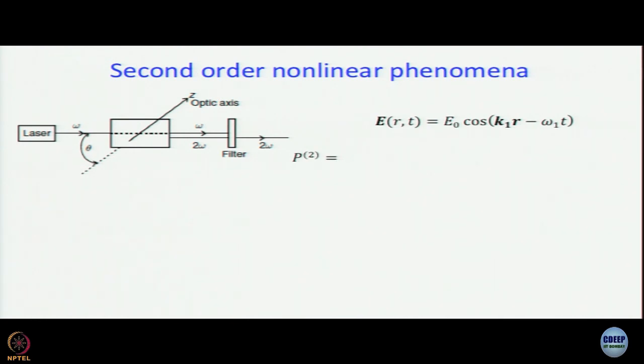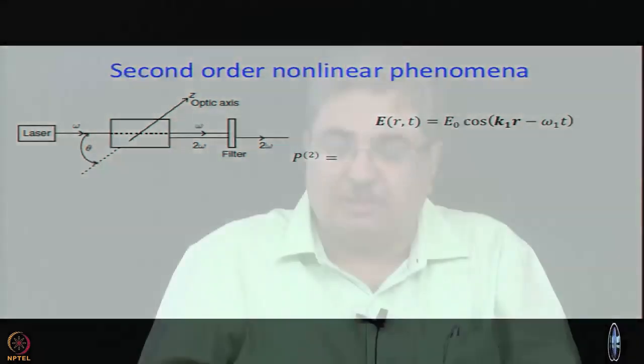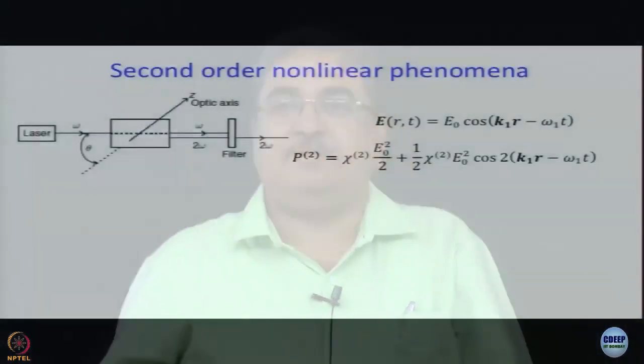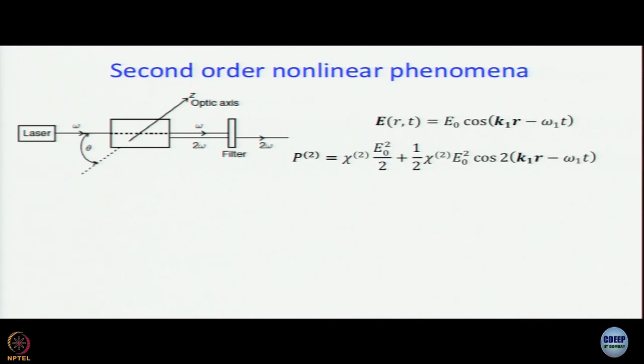Now, to get the second order term for polarization, this factor has to be multiplied by the second order susceptibility. So, this is the answer. The second order term for polarization is given by the second order nonlinear susceptibility multiplied by E0 square by 2, plus half the second order nonlinear susceptibility multiplied by E0 square cos 2 theta, where theta is k1 r minus omega1 t.